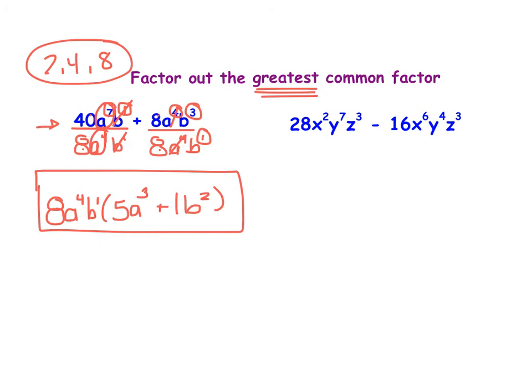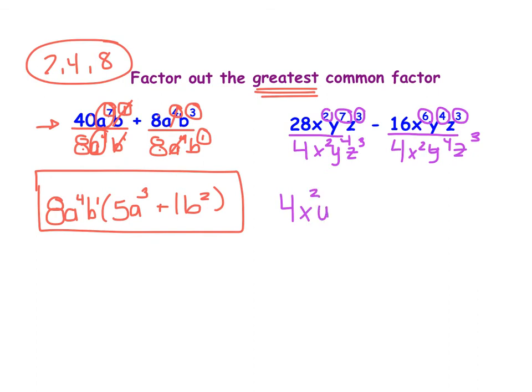Now if we look at the next one, here I notice we have 28 and 16. The greatest common numerical factor that they have in common is 4. I then look at their variables and I notice that they have x's. This one has 2, this one has 6, so they have at least 2 x's. They have at least 4 y's, and they have at least 3 z's. So then I can factor out 4x squared, y to the 4th, z to the 3rd.